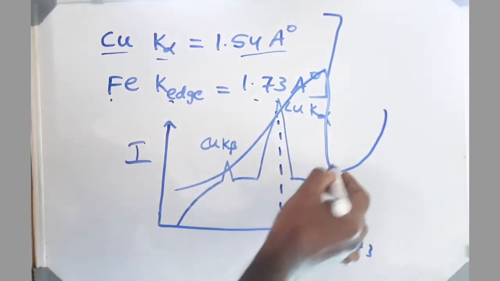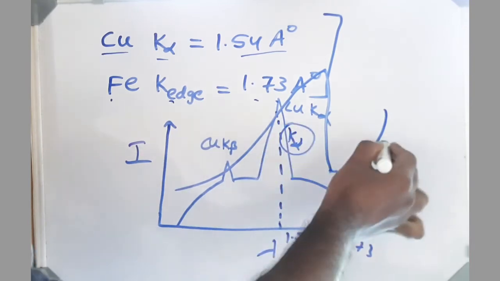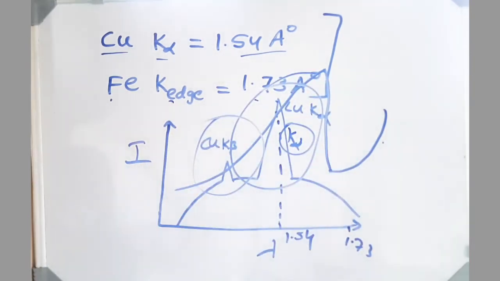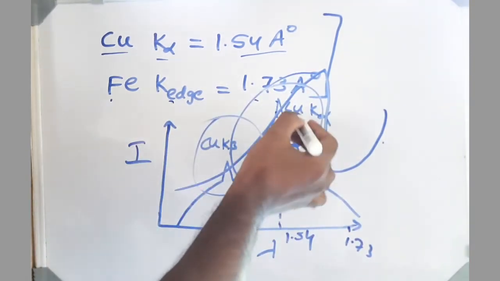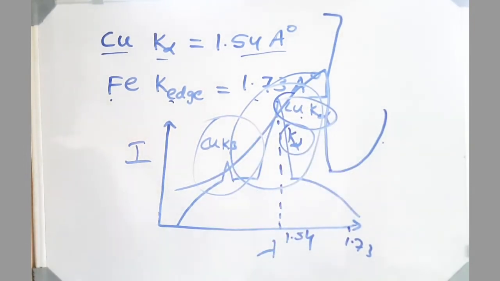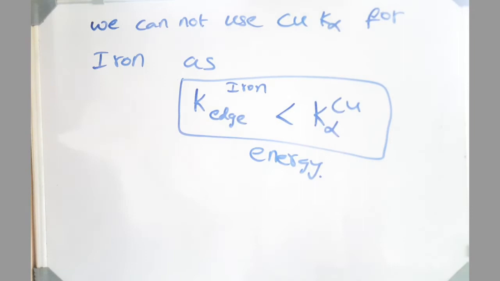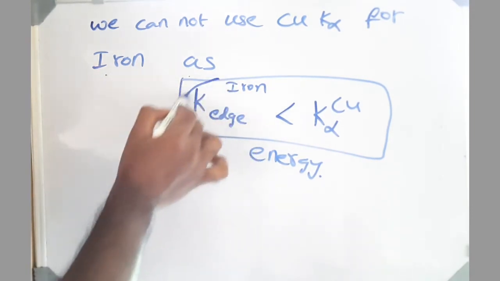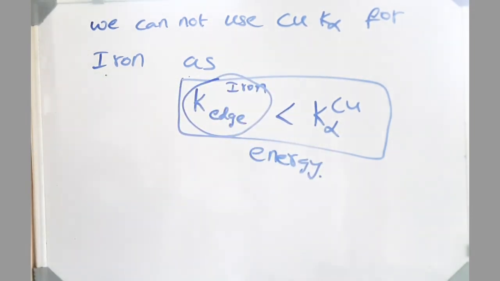So we want K alpha, but iron is absorbing all the K alpha and K beta. What happens if we use copper K alpha to find the crystal structure of iron? Almost all the intensity is absorbed in the iron. So there is no diffracted wave which will give us the peaks in the XRD profile. So the conclusion is we cannot use copper K alpha for iron, as the energy of the K absorption edge is lower than the K alpha.